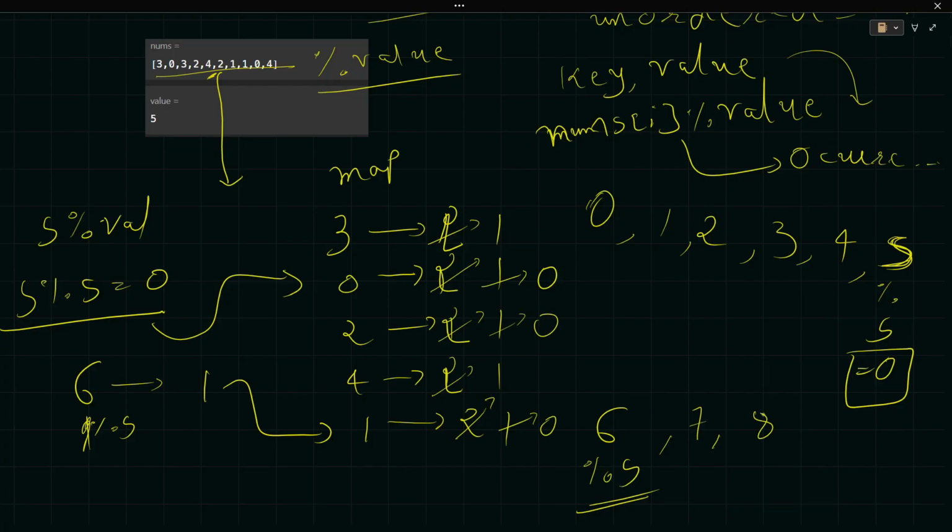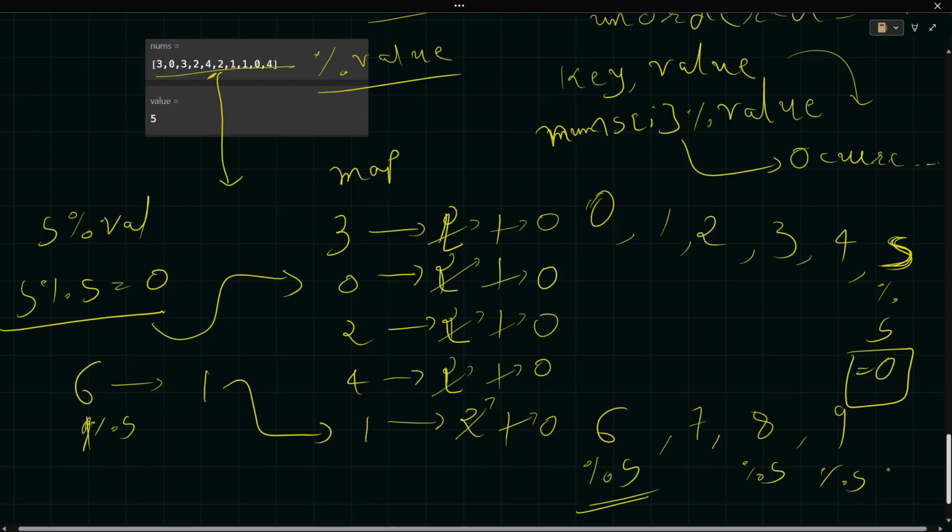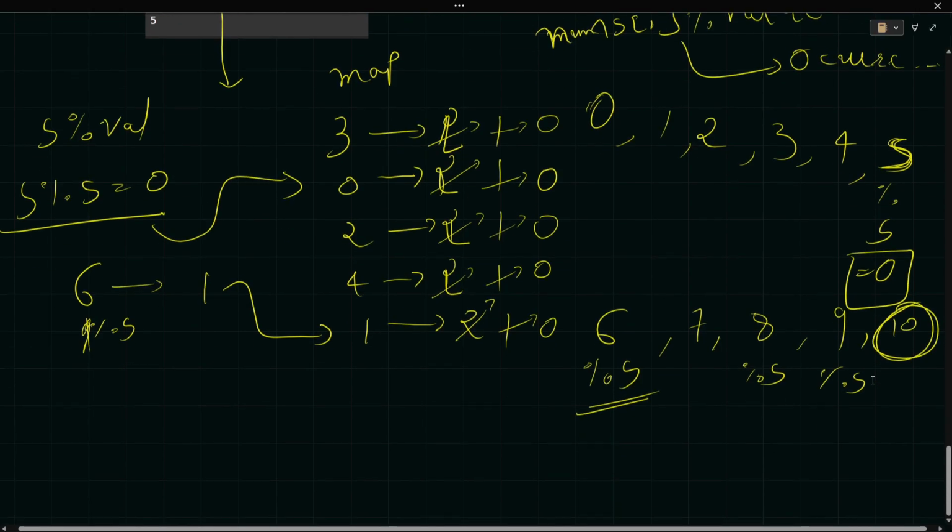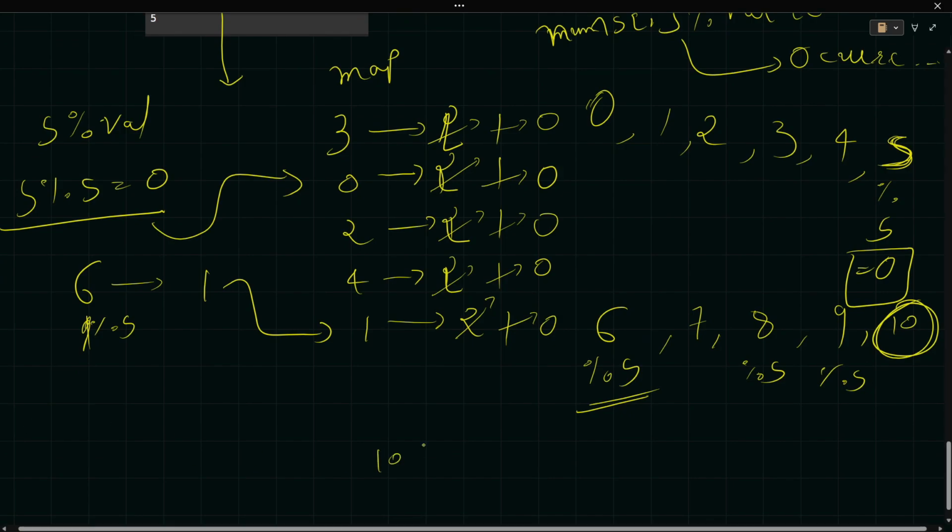Now I'll directly look for 8 mod 5, which is nothing but what? 3 is also here, so 0. 9 mod 5, which is nothing but what? 9 mod 5 is nothing but 4, and it is there, so we decrease this 1 to 0. And now we'll look for the next element, 10. We will not directly look for 10, but rather 10 mod 5, which is nothing but 0.